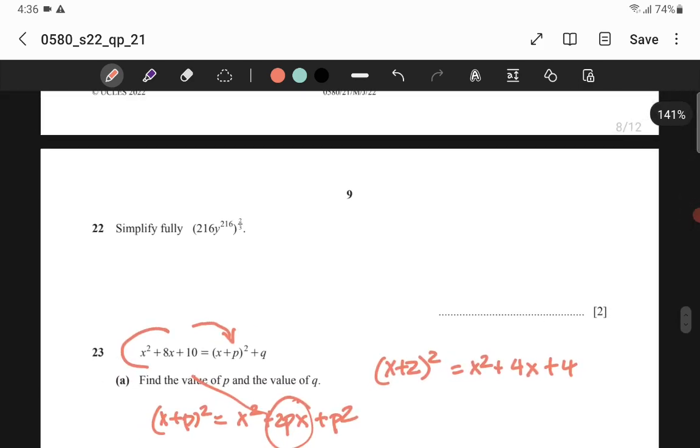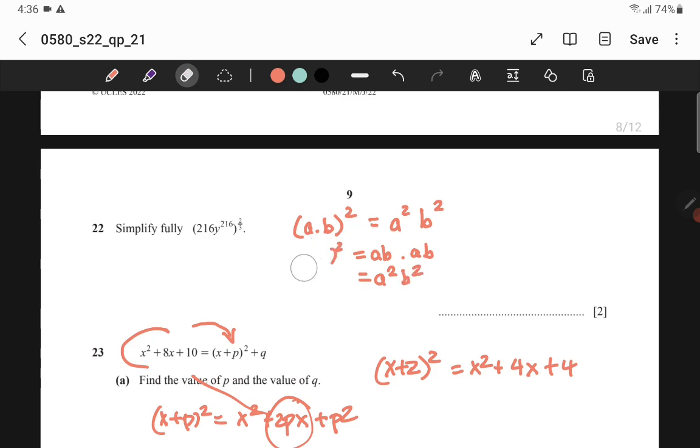Maybe after this we're done. Simplify fully this one, 216. The first thing, if I have A times B and to the power of 2, for example, meaning this one is A to the power of 2 and B to the power of 2, right? How do I know that? Well, it is AB being squared, meaning AB times AB, which at the end becomes A squared times B squared. Sometimes things don't need to be memorized, just need to be understood, right? So in here, I will say that this one means 216 to the power of 2 over 3.